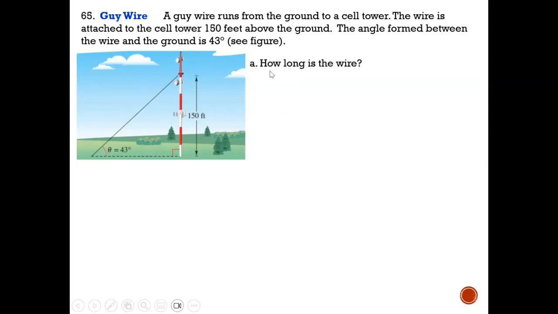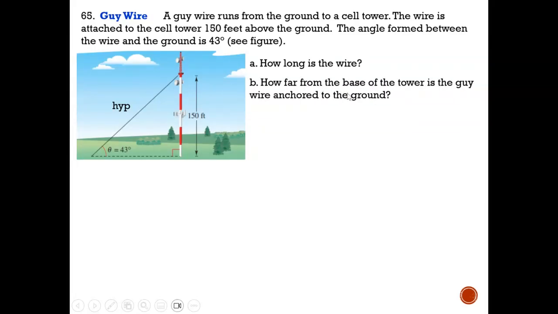So what are we looking for? How long is the wire? So we're looking for this right here. We're looking for the wire. So we're looking for the hypotenuse. And for part B, how far from the base of the tower to the guide wire anchor on the ground? This is my tower. So we're looking for this, which would be the adjacent. So for part A, we're looking for the hypotenuse. For part B, we're looking for the adjacent. Now, what's given? You see, guys, what's given is the opposite. So we have to use something that has opposite.